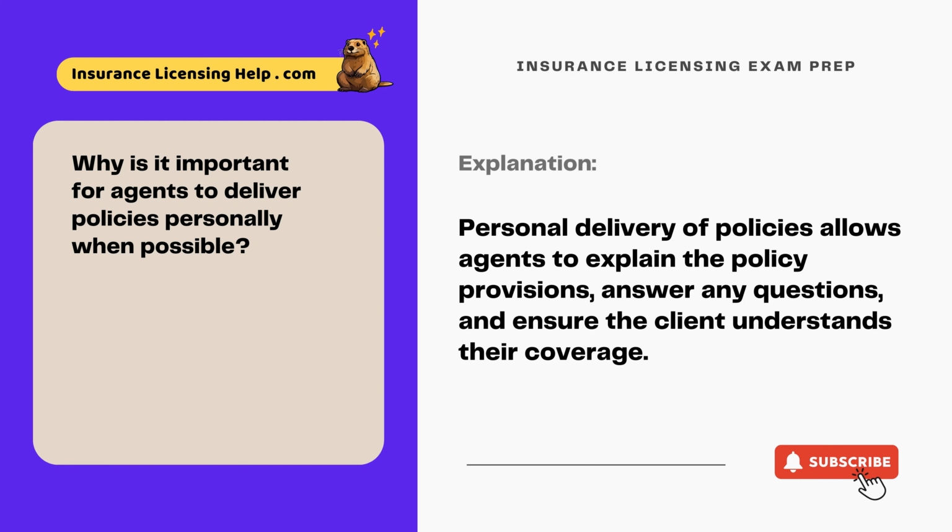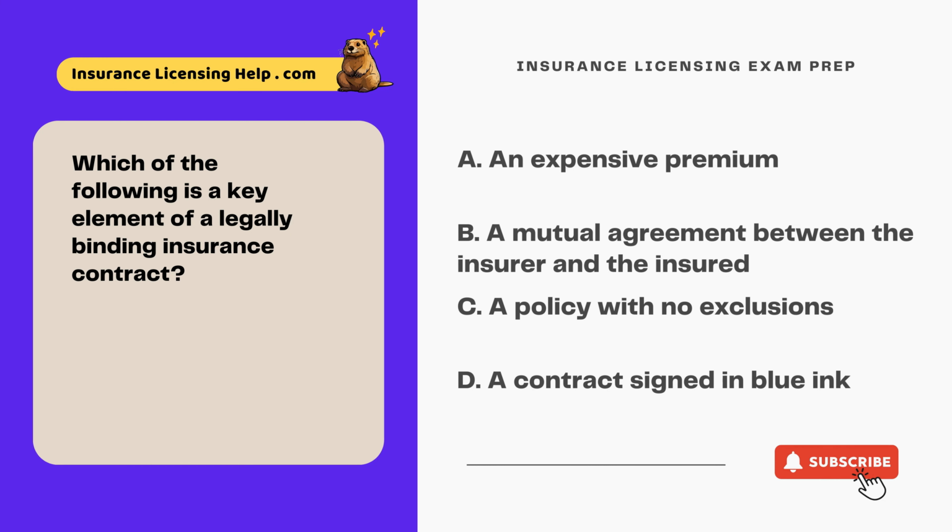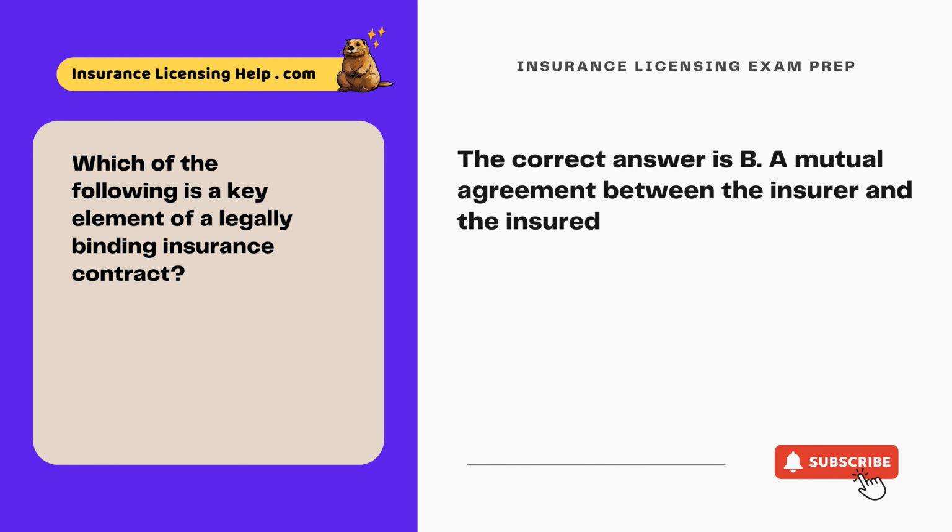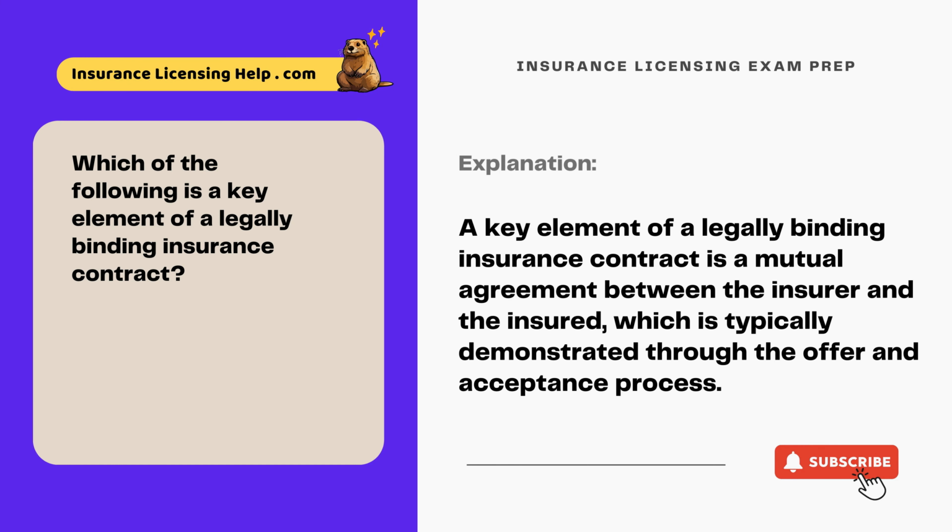Which of the following is a key element of a legally binding insurance contract? A. An expensive premium. B. A mutual agreement between the insurer and the insured. C. A policy with no exclusions. D. A contract signed in blue ink. The correct answer is B. A mutual agreement between the insurer and the insured. A key element of a legally binding insurance contract is a mutual agreement between the insurer and the insured, which is typically demonstrated through the offer and acceptance process.